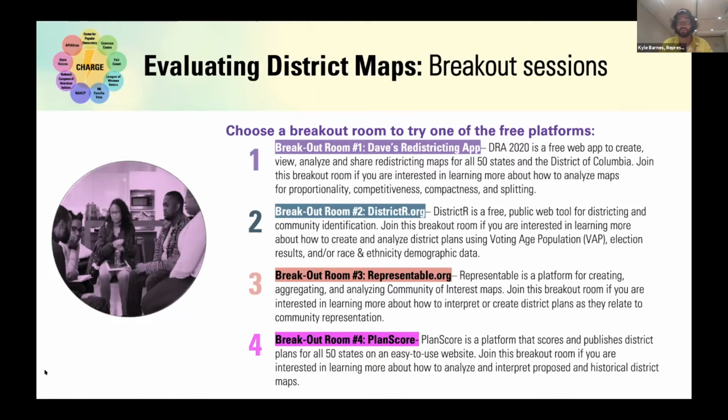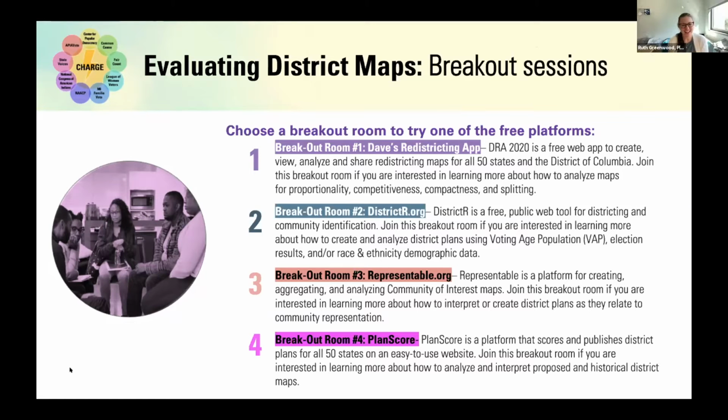So I'll pick up where Michaela left off real quickly. Representable is all about communities of interest. It's a communities of interest mapping platform, but we also provide all of these communities of interest for anyone to download and view. So in our breakout room, we'll be talking about specifically community representation, how to use communities of interest, understand communities of interest as they relate to old district plans and new district plans. And then thinking about advocacy when it comes to getting communities engaged in participating in redistricting from the communities of interest lens. And then I'll pass it over to Ruth Greenwood.